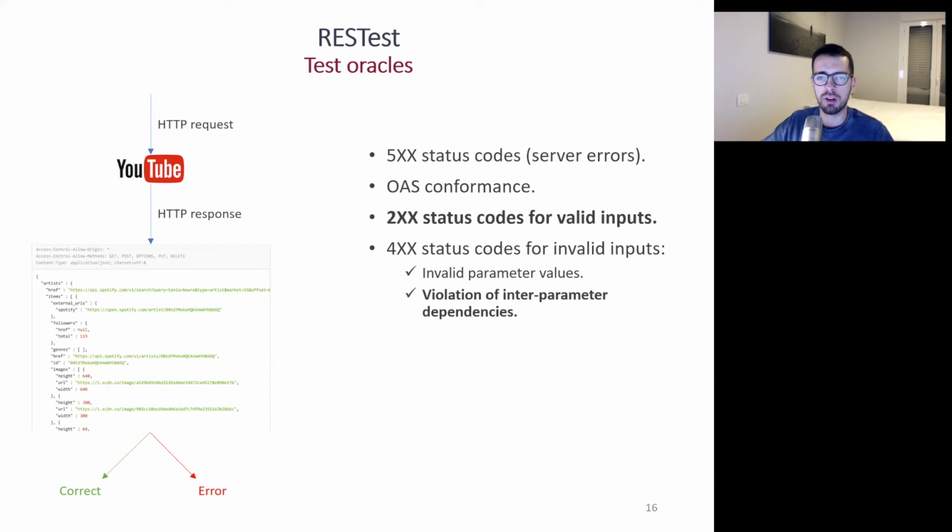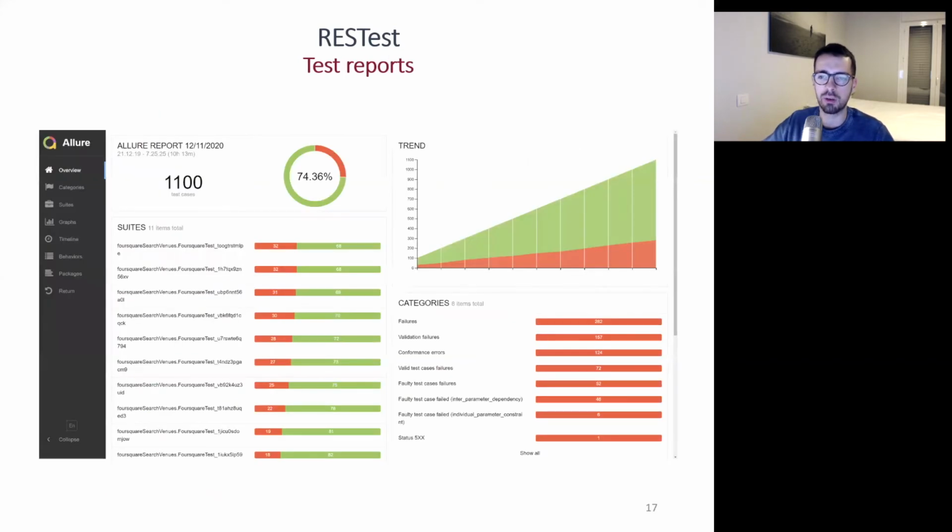Now, once you have executed the requests in RESTest, you will obtain a test report like this. So this is, for example, from the Foursquare web API, and we've been executing a number of test cases. And as you can see there, you get to see all the test suites that are generated and all the test cases that failed, organized by the kind of error that you're getting.